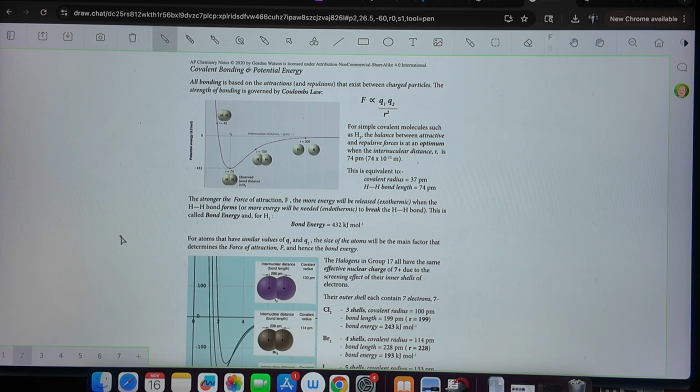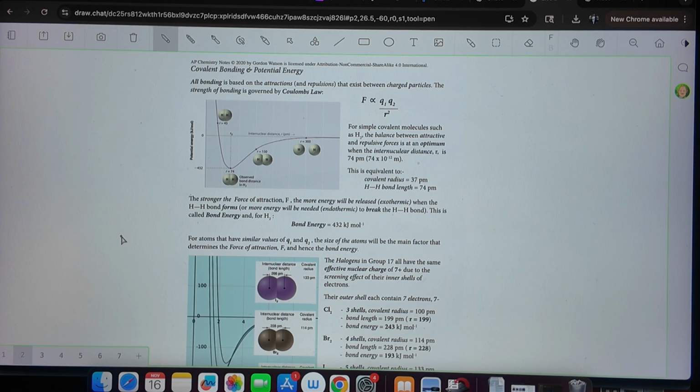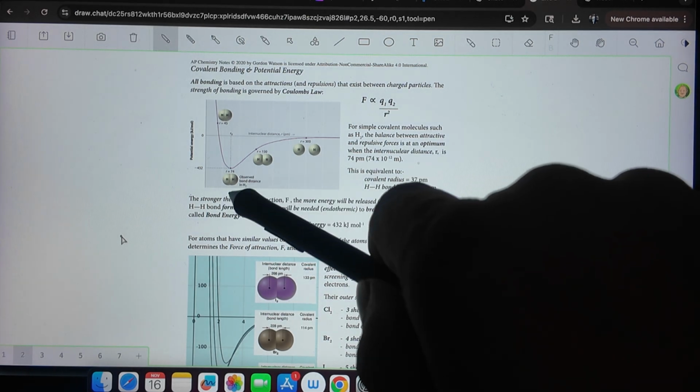And Coulomb's law is just, the attraction force is proportional to the charge of the first atom, the charge of the second atom, divided by the radius or the space between them squared. And yeah, so if Q1 and Q2 is negative when you multiply them, the interaction is attractive. And then we kind of see that here.